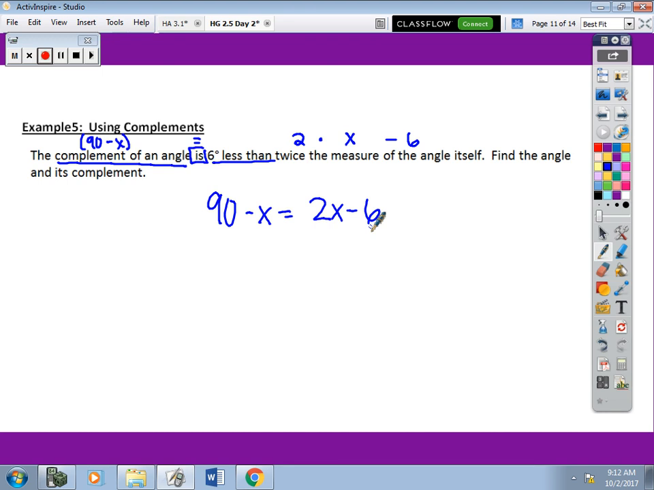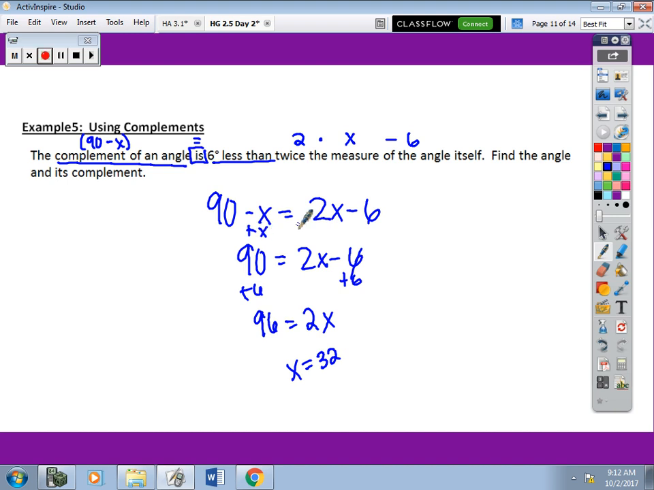We'll go ahead and solve that one by adding x, adding 6, and we should get x is 32. Wait a second, I added x, and I put 2. There we go. So that was the answer Stephen gave us. So this would be our angle is 32, and then our complement should be 58.